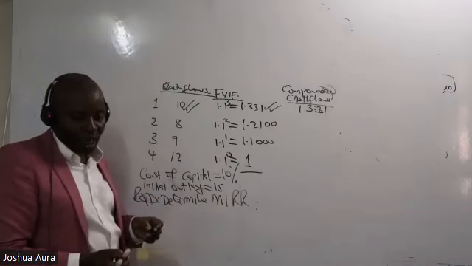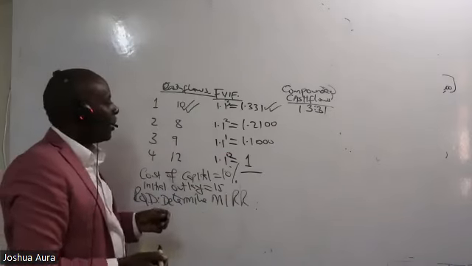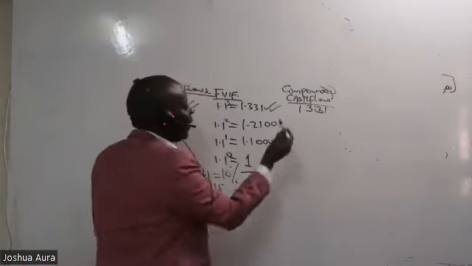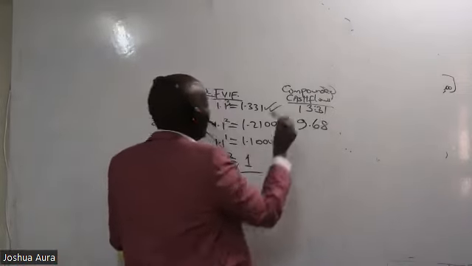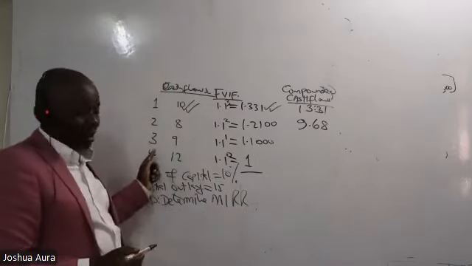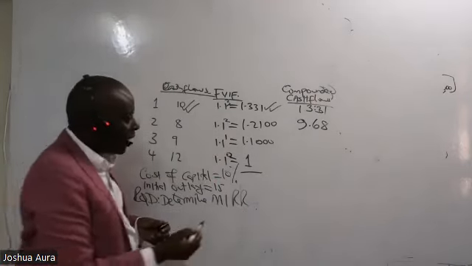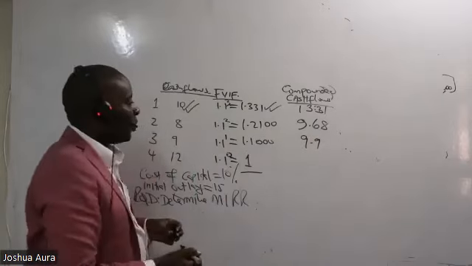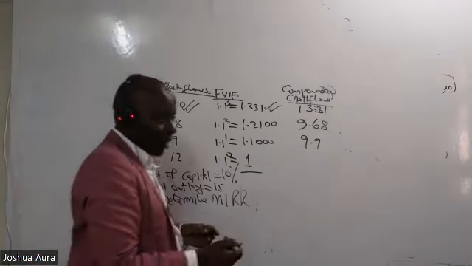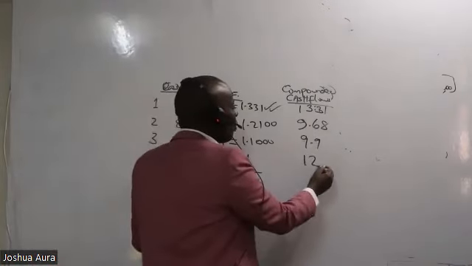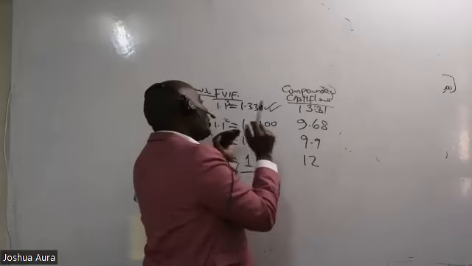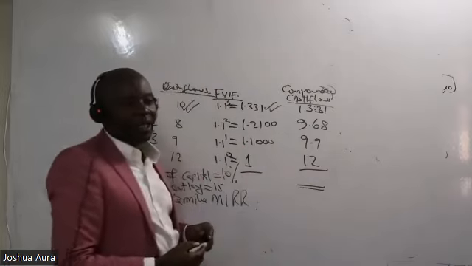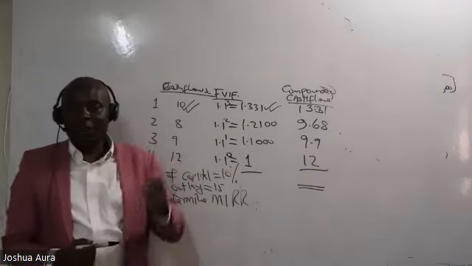Sasa tuende katika year 2. So year 2, what do we have here? In year 2, 8 times 1.21 is 9.68. Thank you very much. Go to year number 3. 9.9. This was quite a simple one. And then the last one is 12. From there, now these are all of them into the future. Now you can add them. These are children of the same mother. Now you add them.